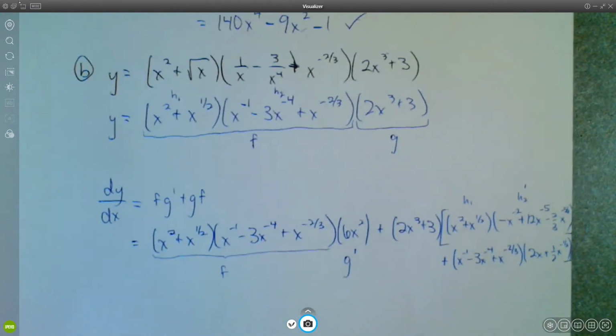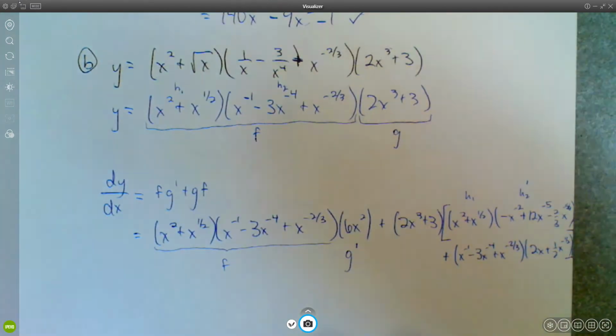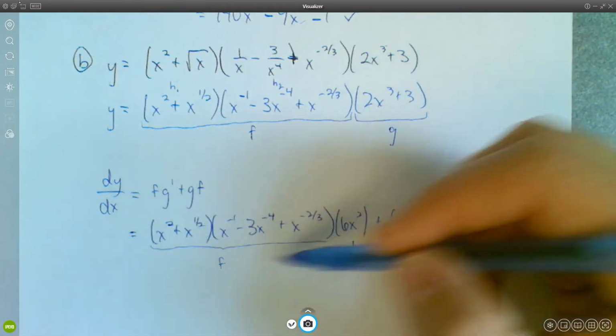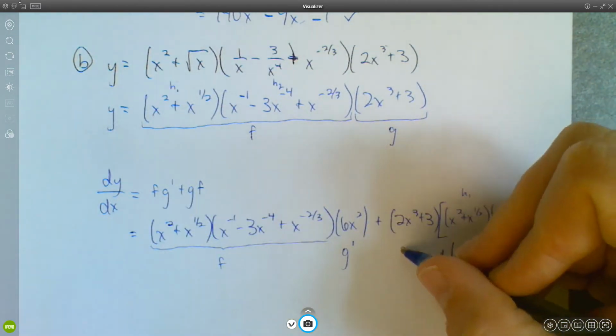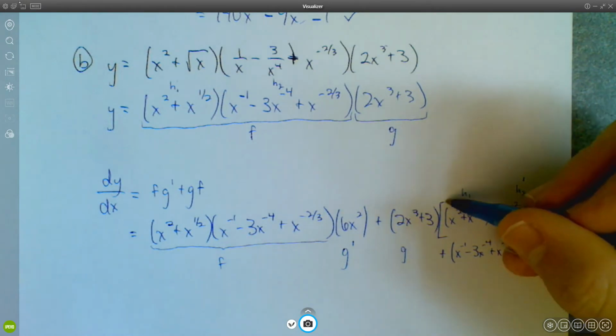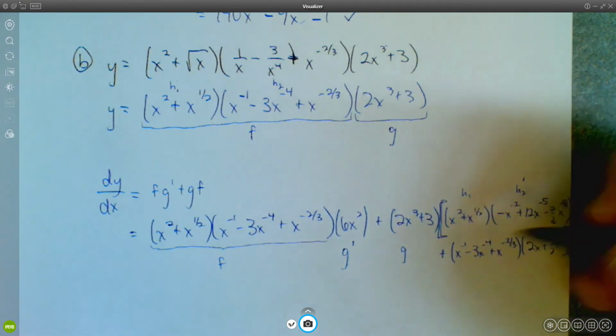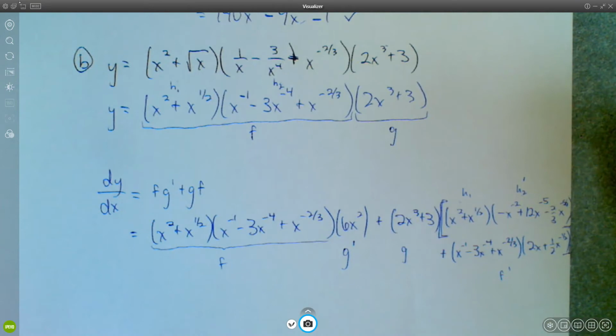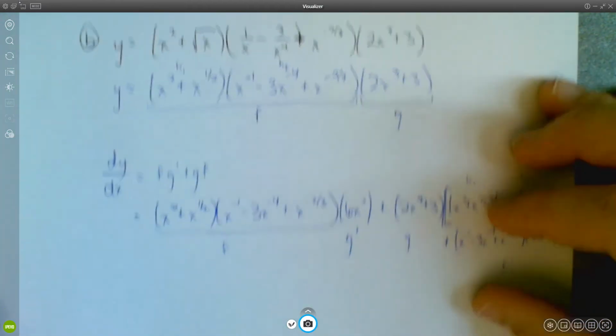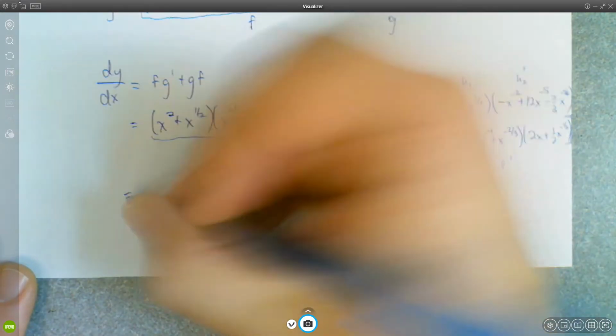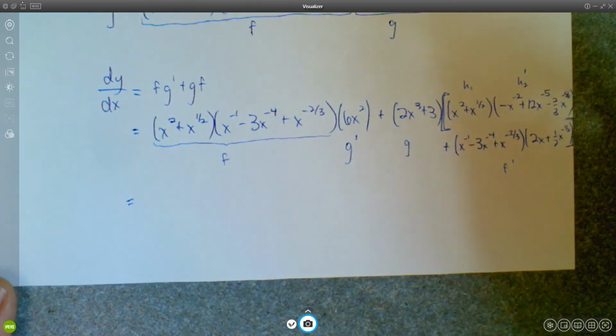Okay, so trying to squeeze all that in there, but anyway, so this whole thing is f times g prime, and then this is g, and the stuff in the square brackets here is f prime. Okay, now the rest is just algebra. Just algebra, I say. I'm not sure how crazy I'm going to get with the simplifying here.